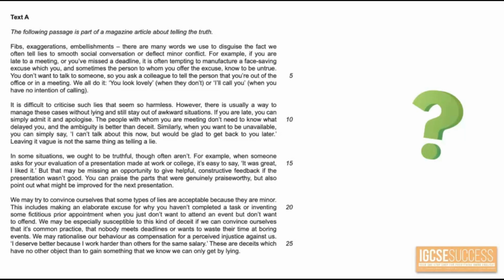However, there is usually a way to manage these cases without lying and still stay out of an awkward situation. If you are late, you can simply admit it and apologize. The people with whom you are meeting don't need to know what delayed you, and the ambiguity is better than deceit. Similarly, when you don't want to be available, you can simply say, I can't talk about this now, but would be glad to get back to you later. Leaving it vague is not the same thing as lying. It's not the same thing as telling a lie. In some situations, we ought to be truthful, though often aren't.